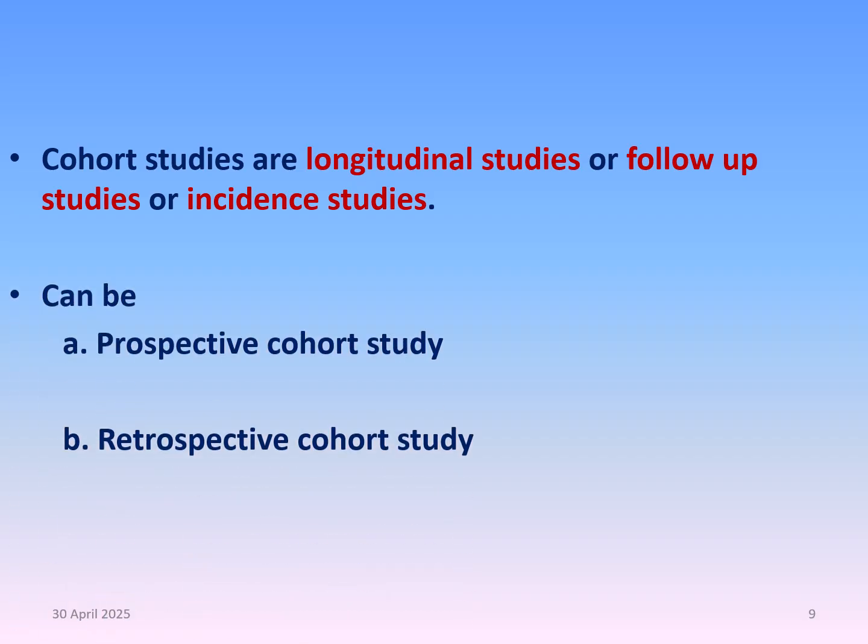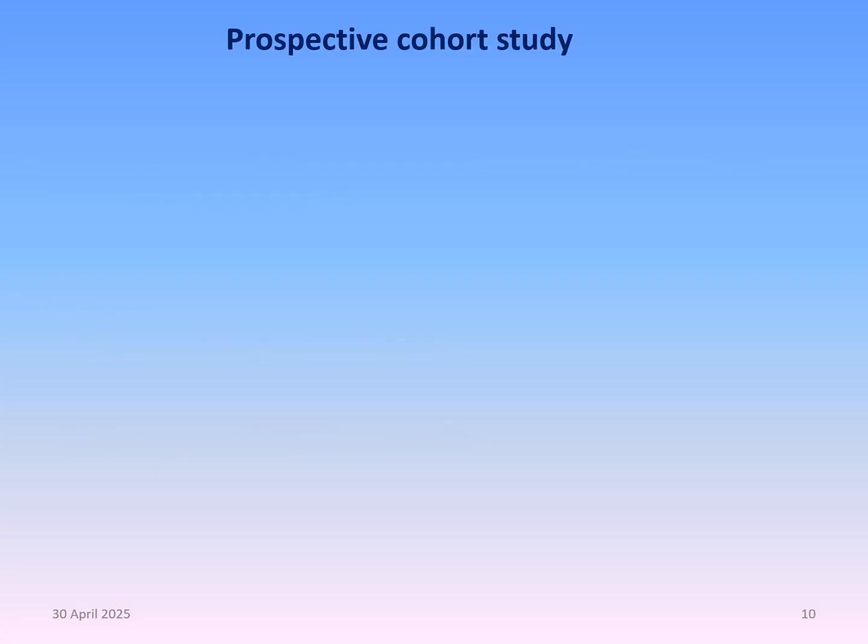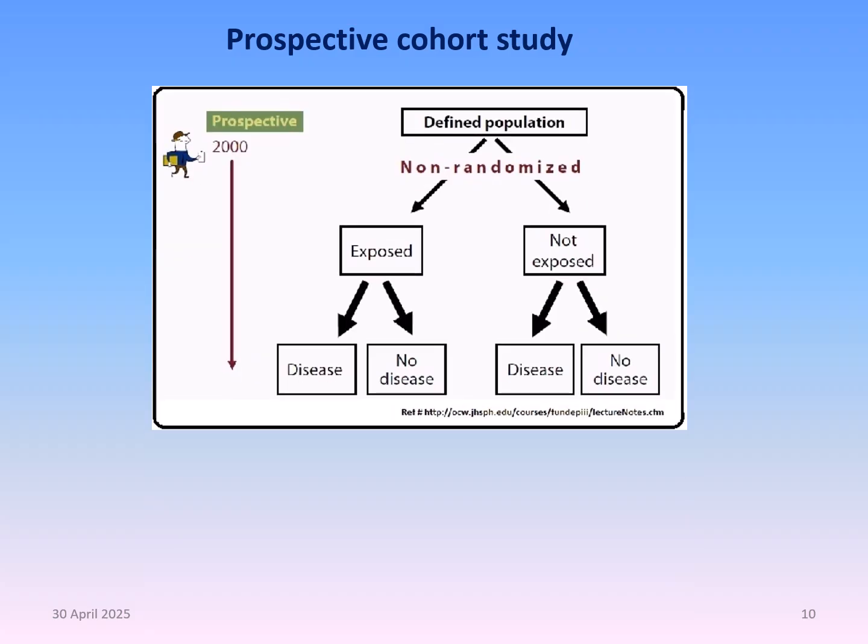There are two types of cohort studies: prospective cohort study and retrospective cohort study. Now we can go through what is meant by prospective cohort study. Prospective cohort study is a forward moving study. If you are planning a research now and you are selecting the exposed individuals and non-exposed individuals, and make sure that they are not having the outcome at this point of time, then you follow up for a period of time in future.